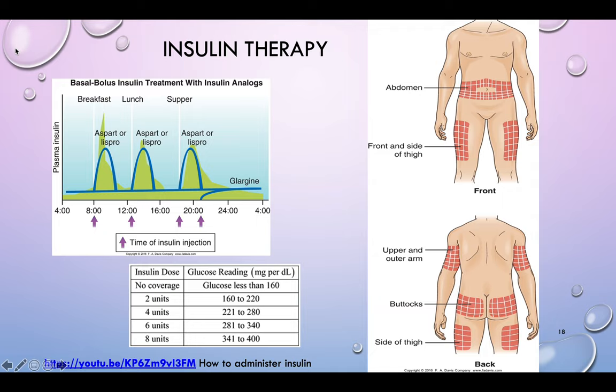then they would check her blood sugar before lunch. And if it was, say, like 160 to 220, then they knew she'd have to have 2 extra units because it would take that much to bring her back down to baseline. Make sure I'm not forgetting anything here.